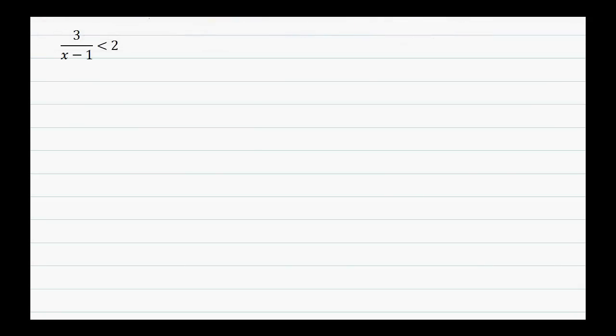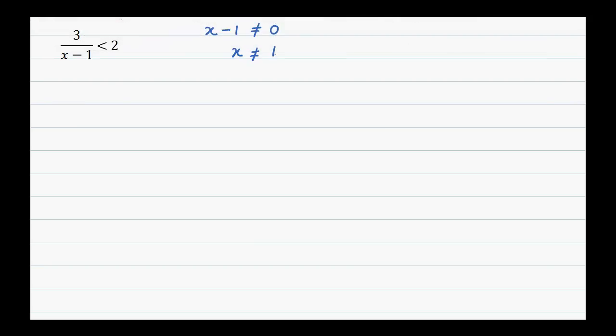Okay, so when you're solving an inequality with the pronumeral in the denominator, the first thing you have to consider is what can the denominator not equal. So remember that a denominator cannot be equal to 0, and so therefore x cannot equal 1. So that's the first thing you must always consider.